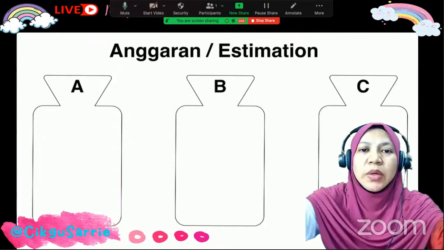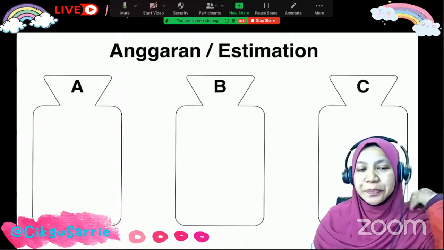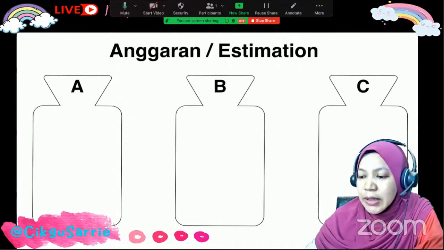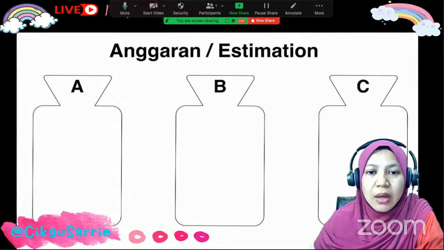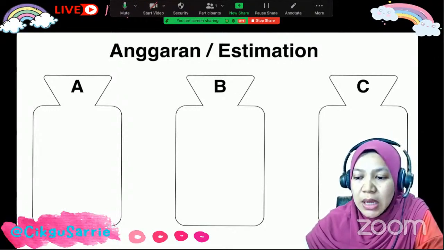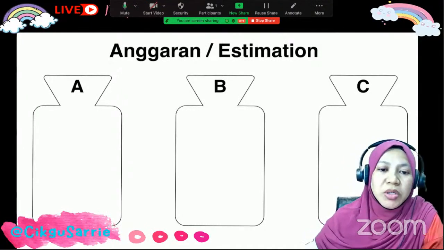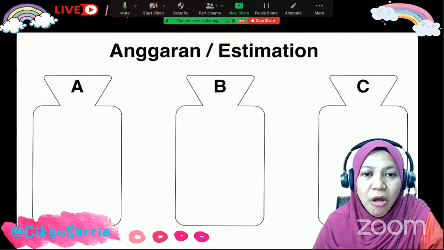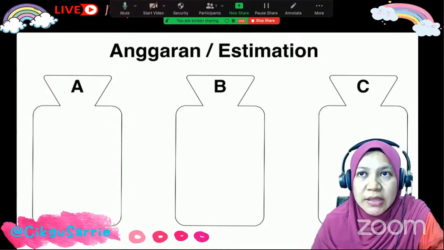Amin. Okay, baiklah kelas. So we will continue our teaching and learning from last week. Okay, we ended the topic number pattern. So today we will continue with estimate quantities and rounding off. So two subtopics here. First thing is I want to focus on estimation.